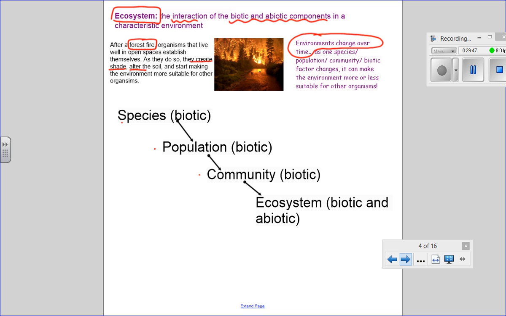Now here I just put a little flow chart to remind you that species is the most specific level. A population is a bunch of members of a species. A community is a bunch of populations. An ecosystem is where you take all of that plus all of the abiotic factors and put them all together.